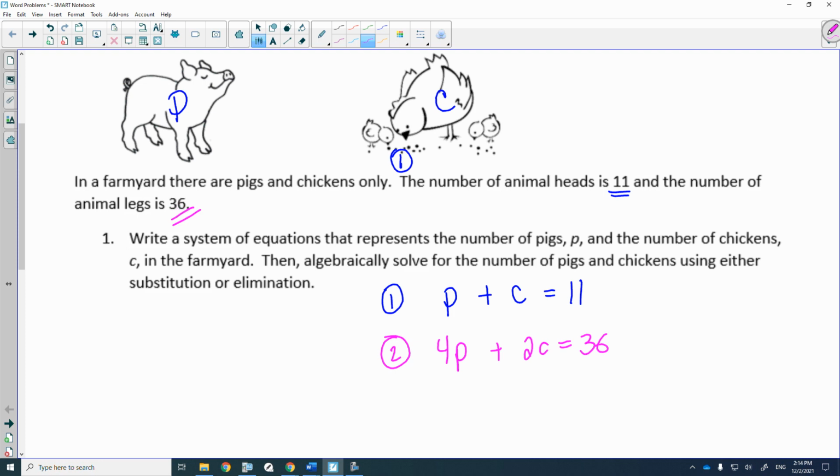You choose after how you want to solve it. Do you want to do elimination by multiplying the first system either by a 4 or a 2? Or do you want to do substitution by, let's say, subtracting C from system 1?